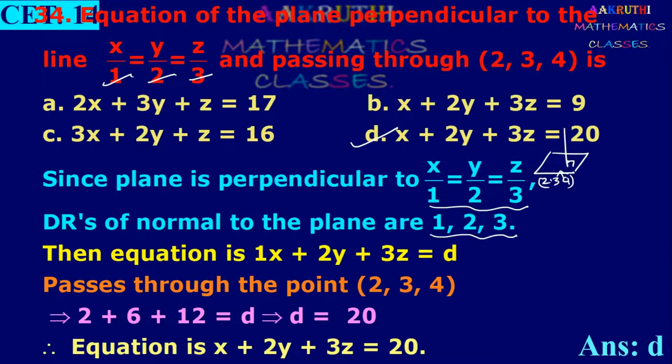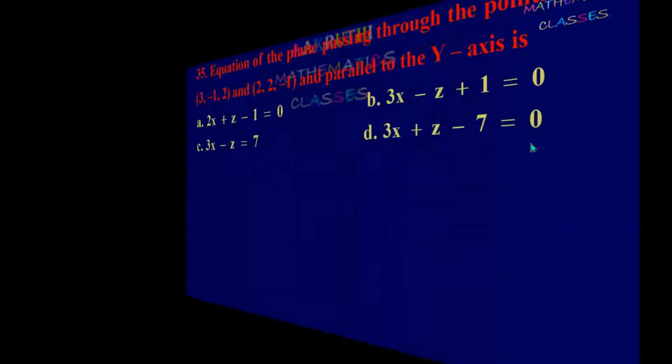So here the line is perpendicular to the plane. Therefore it is normal to the plane. Therefore the direction ratios of the normal vector are 1, 2, 3. So we consider them as a, b, c, and then the equation of the plane is ax plus by plus cz equal to d. So it is 1x plus 2y plus 3z equal to d. And we can find the d value using this given point and substitute x equal to 2, y equal to 3 and z equal to 4. We get d equal to 20. Therefore the required plane is x plus 2y plus 3z equal to 20, which is option D.